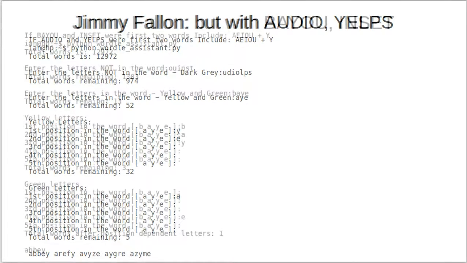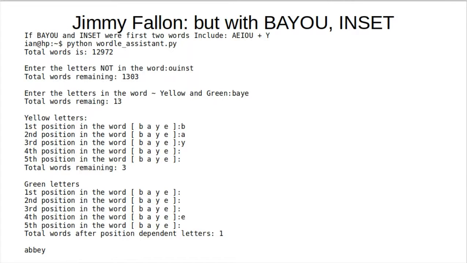And let's try the other two. If we try bio and inset, if we put them in, these are not in the word, so we've dropped down. Initially, we knock out about 11,000 words. By the time we've entered the letters that we've got, the total words remaining is 13. And by the time we put in the yellow letters, three words remain. By the time we put the letter E that we had in inset in the correct position, it brings out that there is only one word. The solution has to be Abby. So that's one approach, is to get rid of all your vowels and also the letter Y within the first two words.